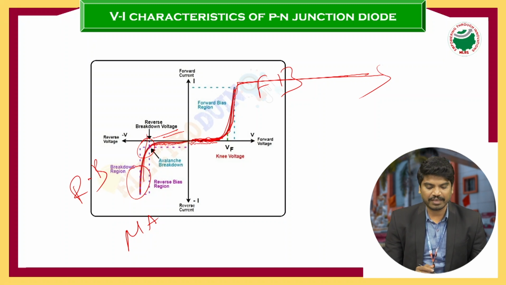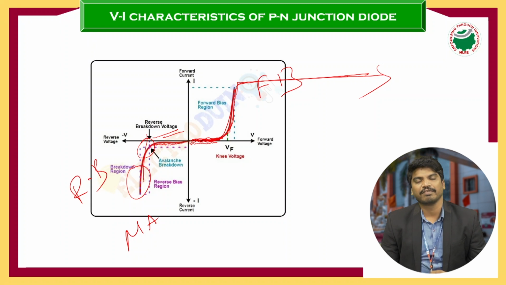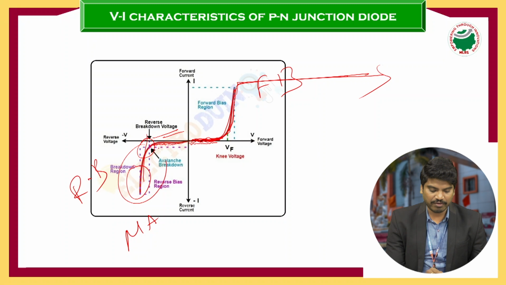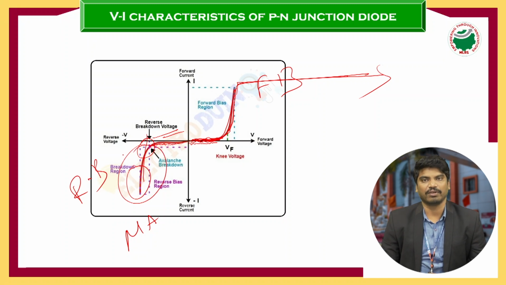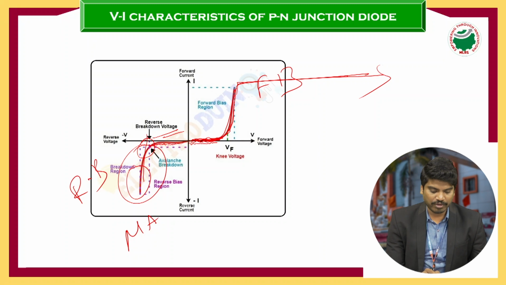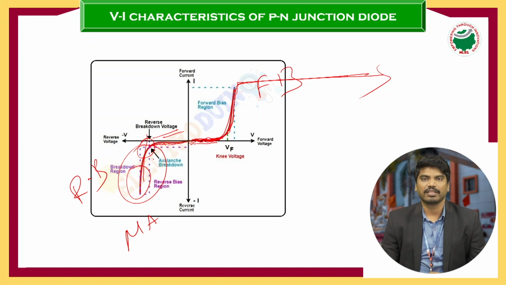But what is the difference between a PN junction and a GNR diode? We will see that in the next class. Whatever the breakdown, it is not controlled in the PN junction, whereas in the GNR diode, we can control this breakdown also. That we will explain in the GNR diode class.